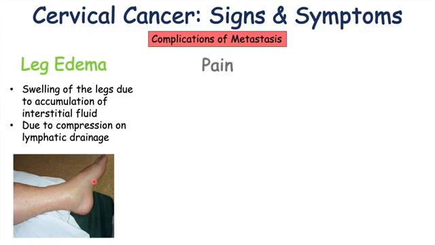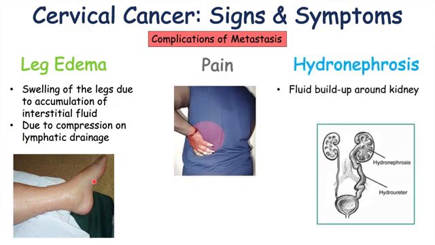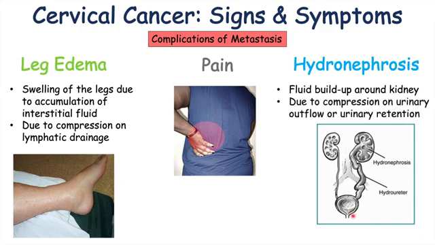We can also see pain, and this is going to again be back pain we talked about before. And we can also see hydronephrosis. Hydronephrosis is going to be a condition where there is fluid buildup around the kidney. And this condition of hydronephrosis is going to be due to compression on urinary outflow or urinary retention.